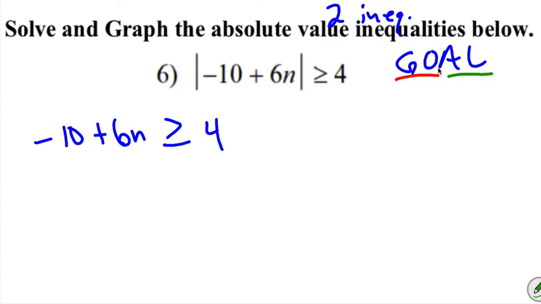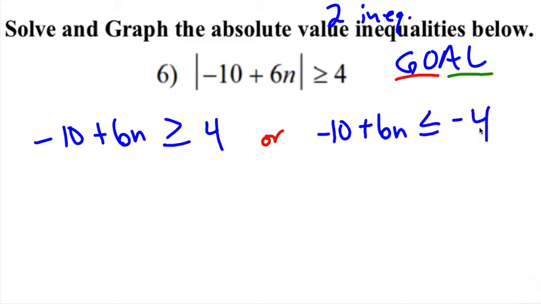So what I'm going to do is look at my inequality. Since this is a greater than, I know it's an or statement. Then for the other part, we recopy the stuff inside the absolute value bars, flip the inequality, and make that other number negative. We flip it because we multiply by a negative. So we make the inequality face the other way, and make the number opposite, so negative 4.